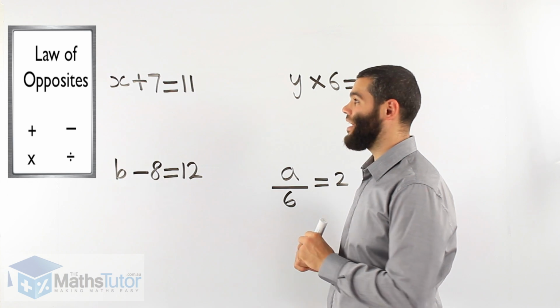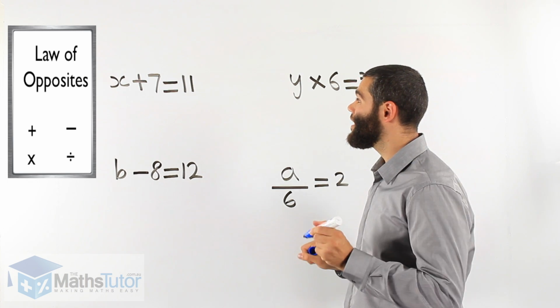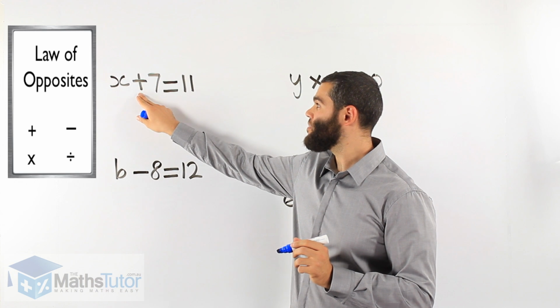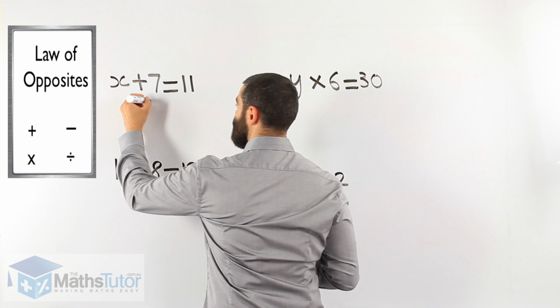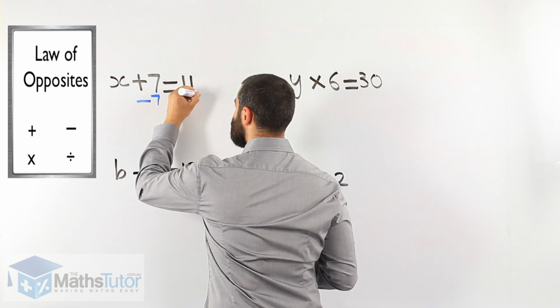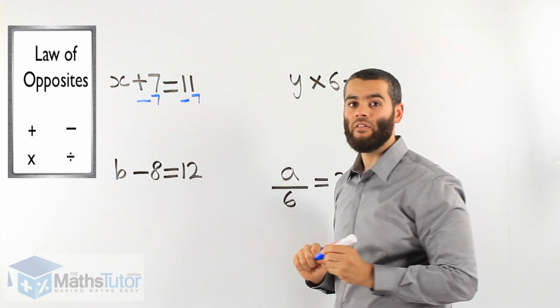Plus 7. So x plus 7 equals 11. We notice the opposite of plus is minus. Minus 7 here and minus 7 there.